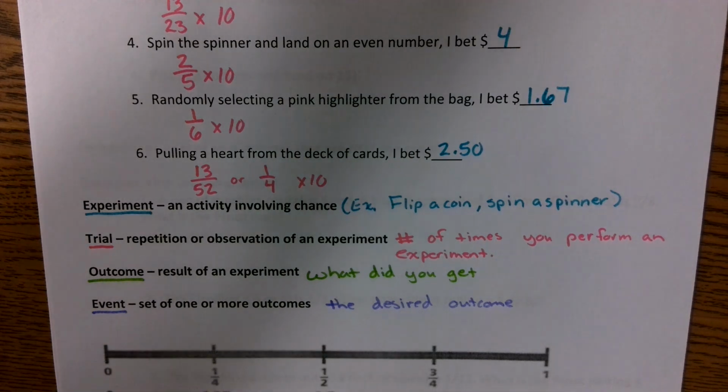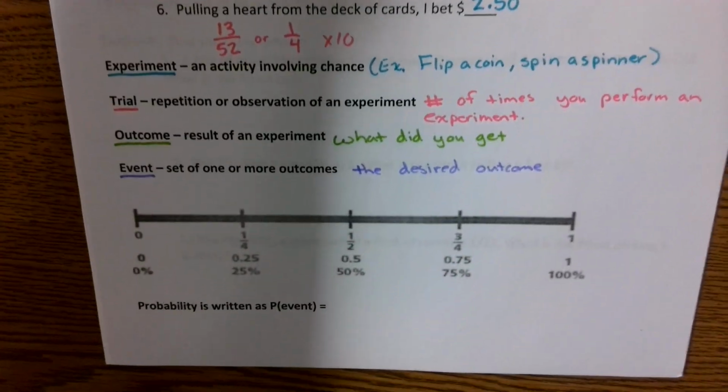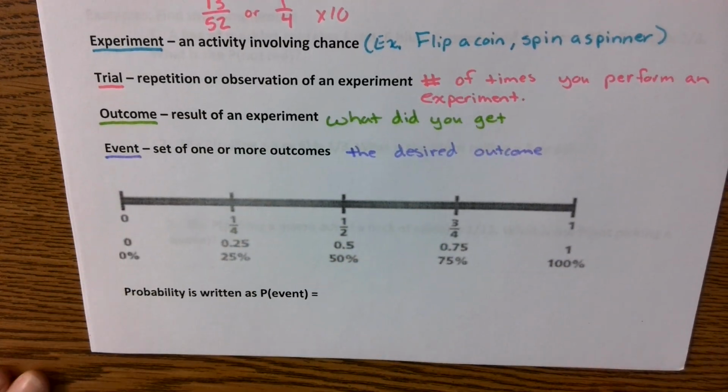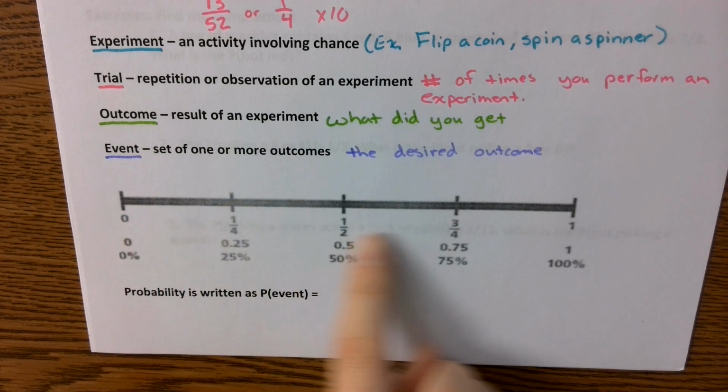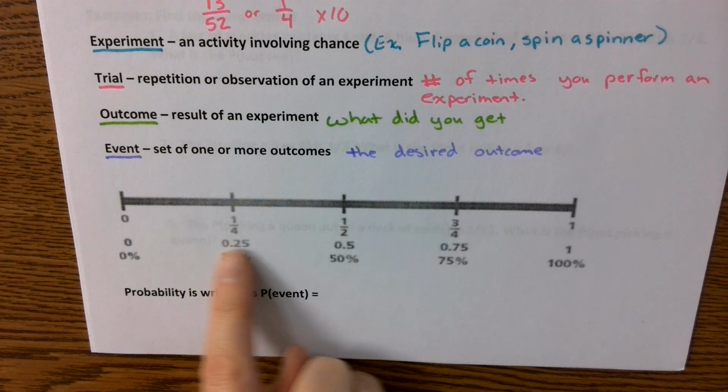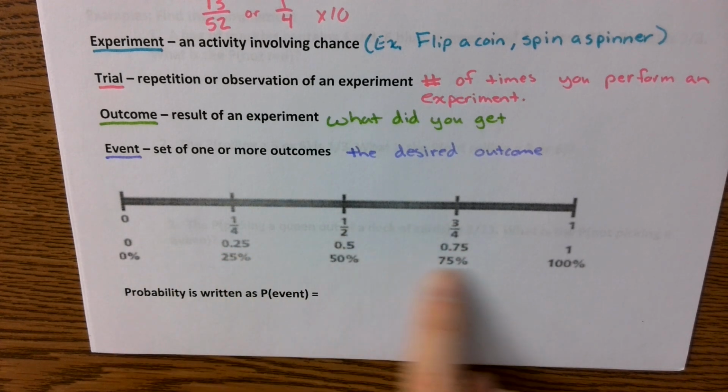Now, when we are talking about probability, our probability does have a number line that it references, where you have 5 different vocab terms that we use to be able to characterize our probabilities. Another thing I want to make sure you understand, probability is written in 3 different formats. You can write it as a fraction, always making sure the fraction's in simplest form. You could write it as a decimal, or you could write it as a percentage.